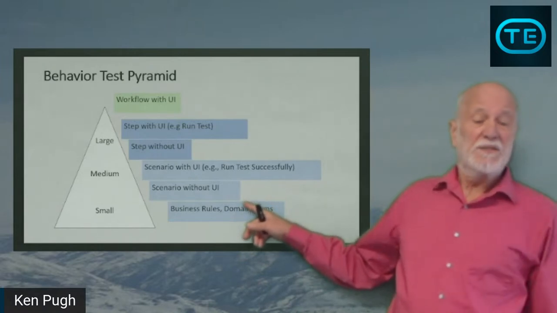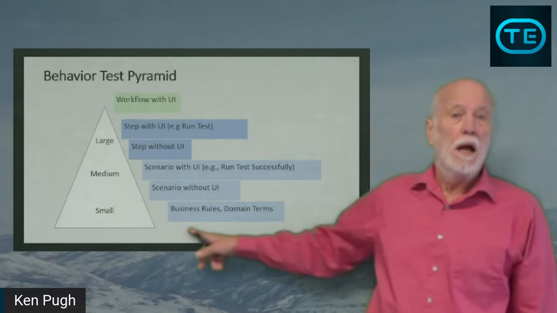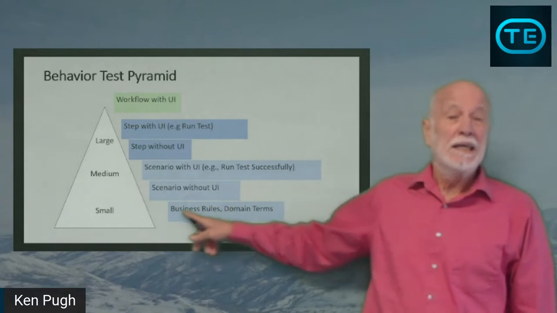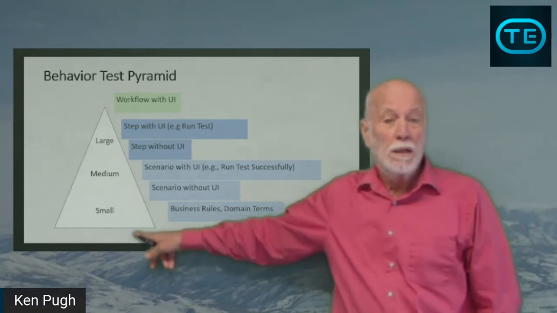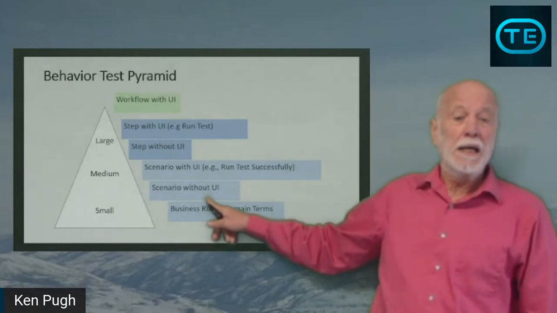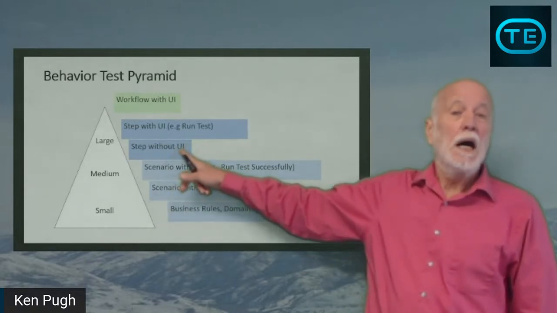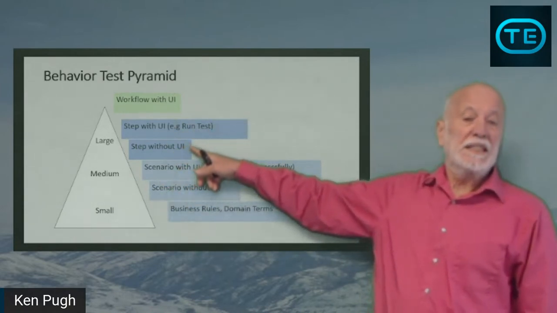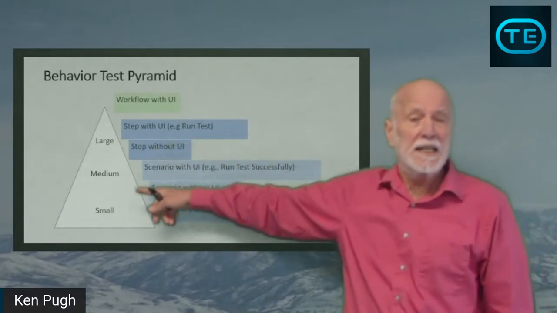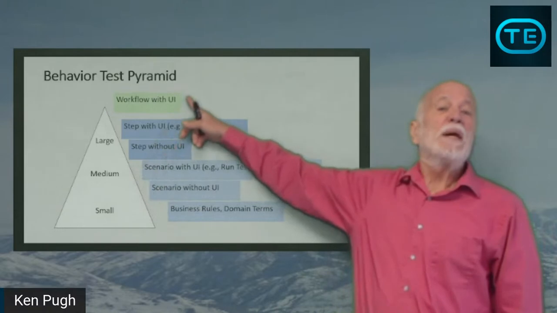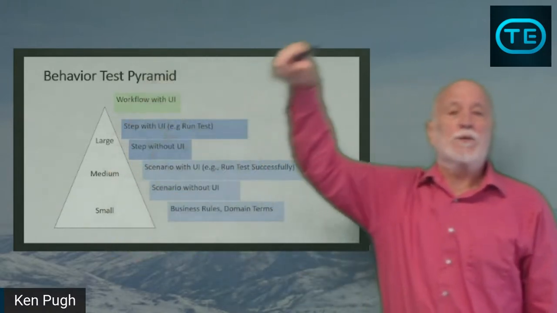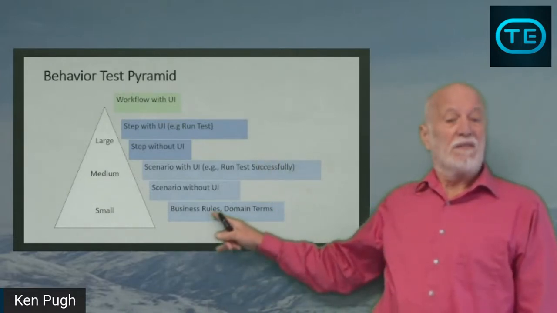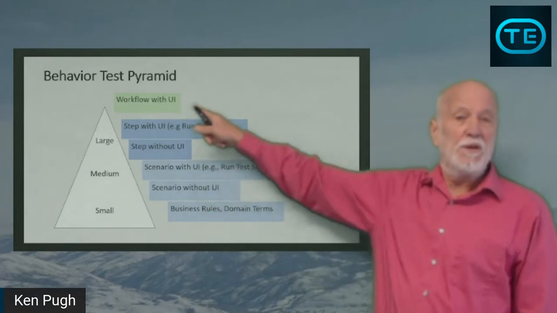Where do all of our tests fit in? Business rules and domain terms fit into the small. A scenario without a UI fits into the small. Then a scenario with a UI might be a medium. A full step of a workflow might be a medium. A step with a UI, i.e. just running a test, maybe a medium. But a full workflow going from create a test script and this and that and that, well, that's definitely a large. So we want to have lots of smalls, very few larges.